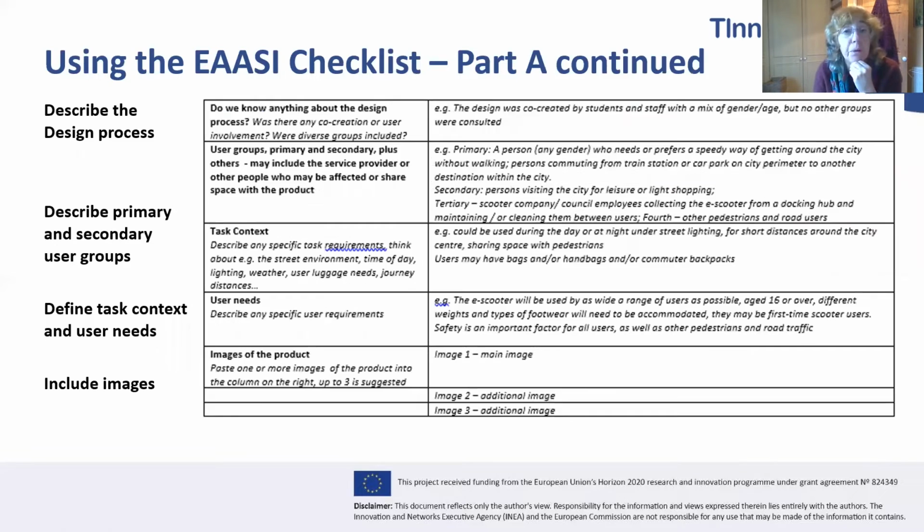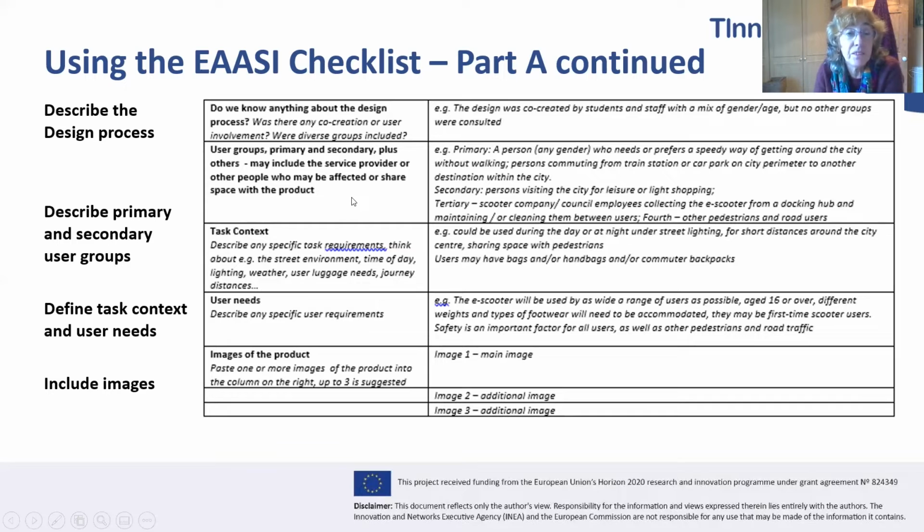If I continue with part A, here we're asking them to think about what their design process was. Did they consult diverse groups of users? Was any co-creation or user involvement used? And this is quite important because it may not have occurred to designers that they should perhaps have thought a little bit more carefully about the groups of people they've been designing for, maybe go and talk to some of them. It's an important stage. It's important to know, if you're evaluating, whether anyone was consulted in the design phase.